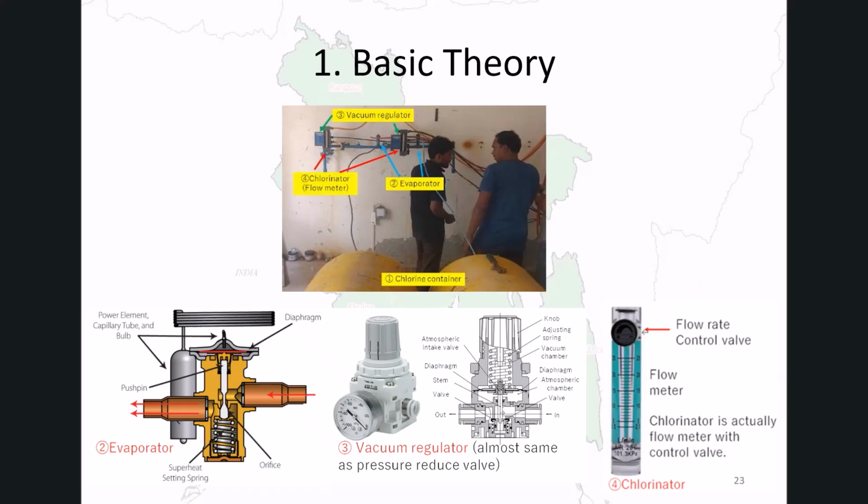These photos show actual components of a gas chlorine dosing system. The evaporator converts liquid chlorine into gas. The vacuum regulator ensures that chlorine flows only when vacuum is present, acting as a safety device. The chlorinator has a flow control valve to adjust the chlorine flow rate.